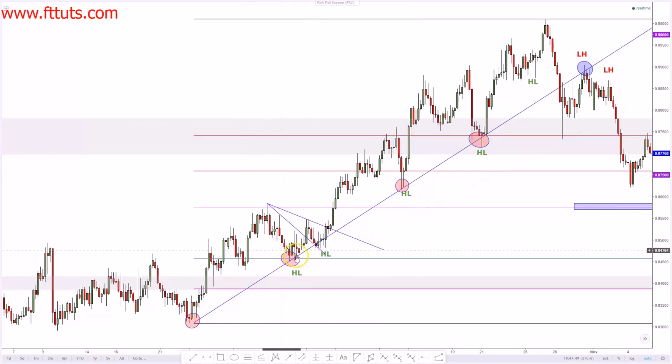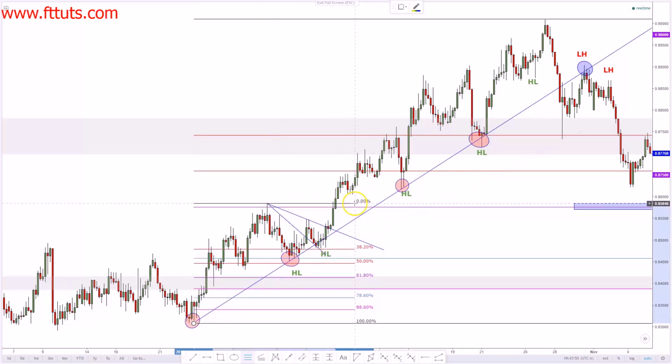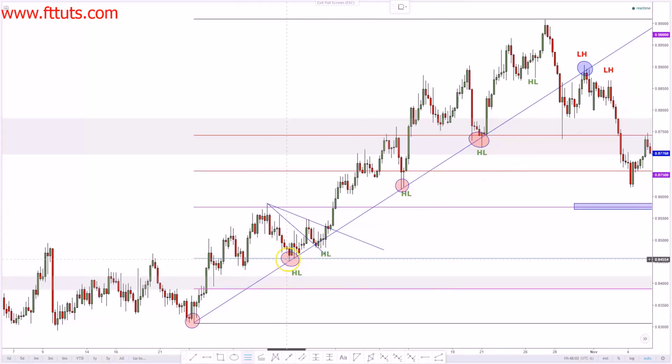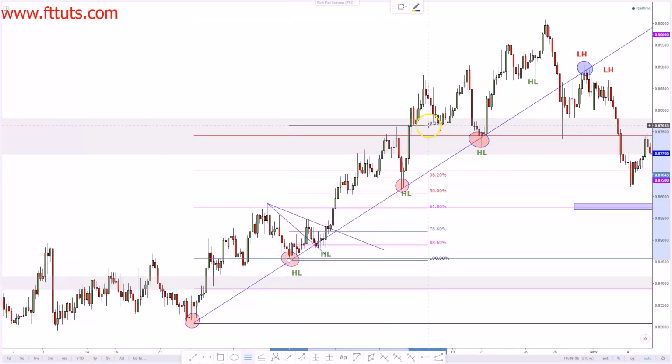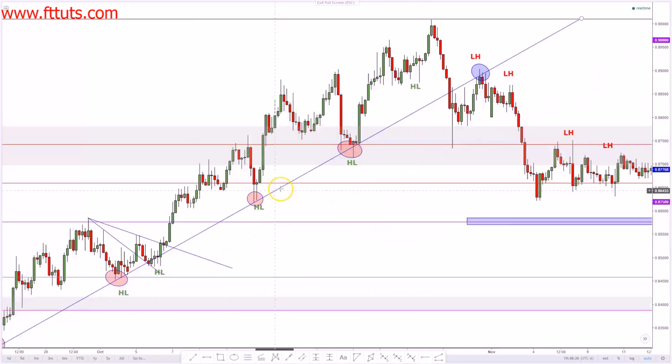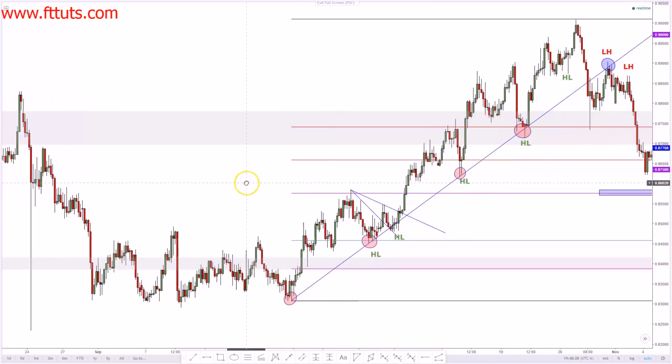All right, very simple. These higher lows, you can also measure out your Fibonacci. Sure, it's the 38.2. All right, near the 50%. And this low, measure out the Fibonacci to that high. Near the 50%.